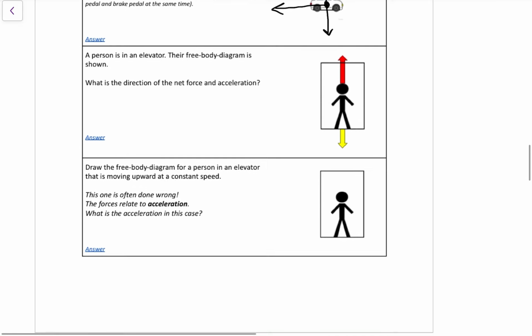Okay, the next couple I switched back to vertical. In an elevator, I don't worry about the left and right forces. It's all about the up and the down. For that diagram, red arrow up, yellow arrow down. Which force wins the tug of war? The upward force is bigger, so it overpowers the downward force. Sorry, that's kind of messy. So it's going to accelerate in the upward direction.